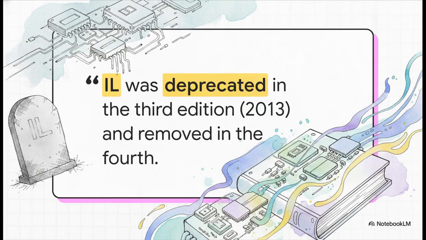But here's a vital piece of history. Instruction list, despite being hugely important for memory-constrained embedded controllers back in the day, is actually officially retired. It was deprecated in the 3rd edition in 2013 and completely removed in the 4th edition coming in 2025. It just goes to show how industrial standards really have to evolve alongside modern hardware capabilities.